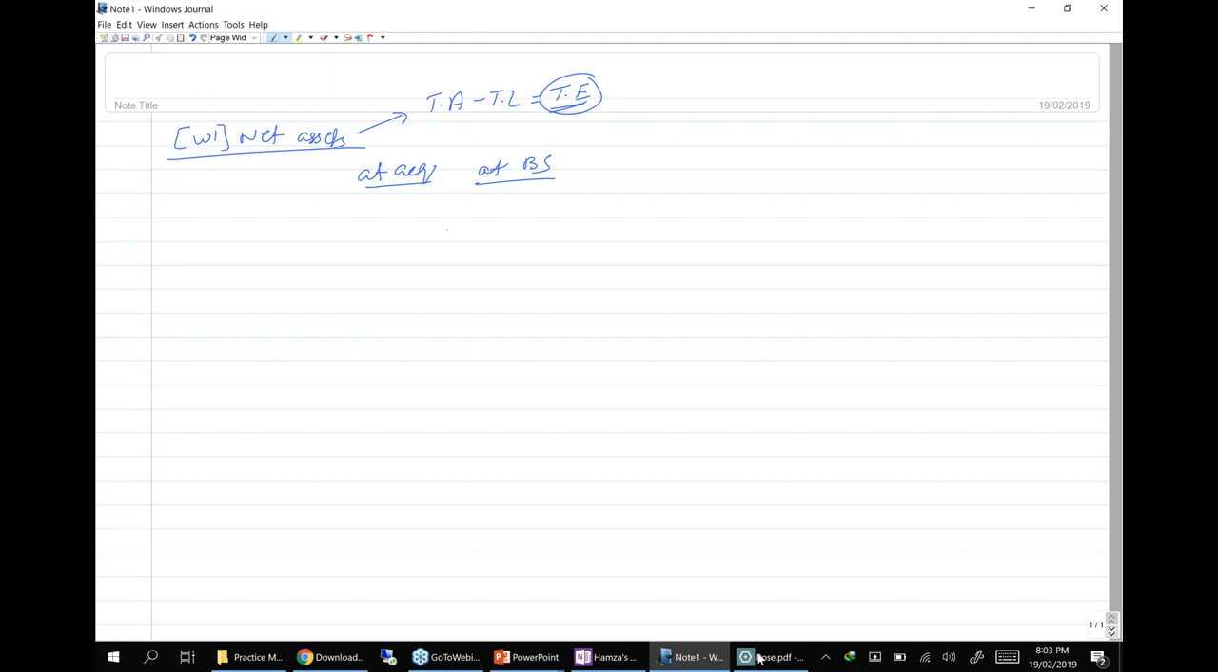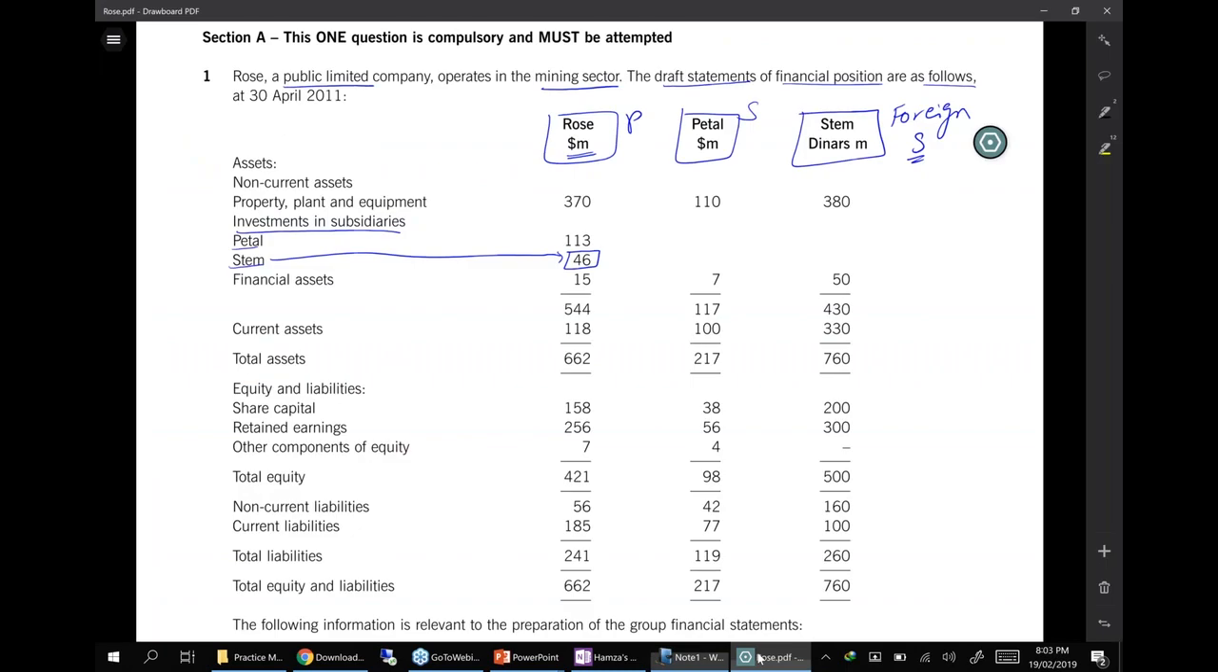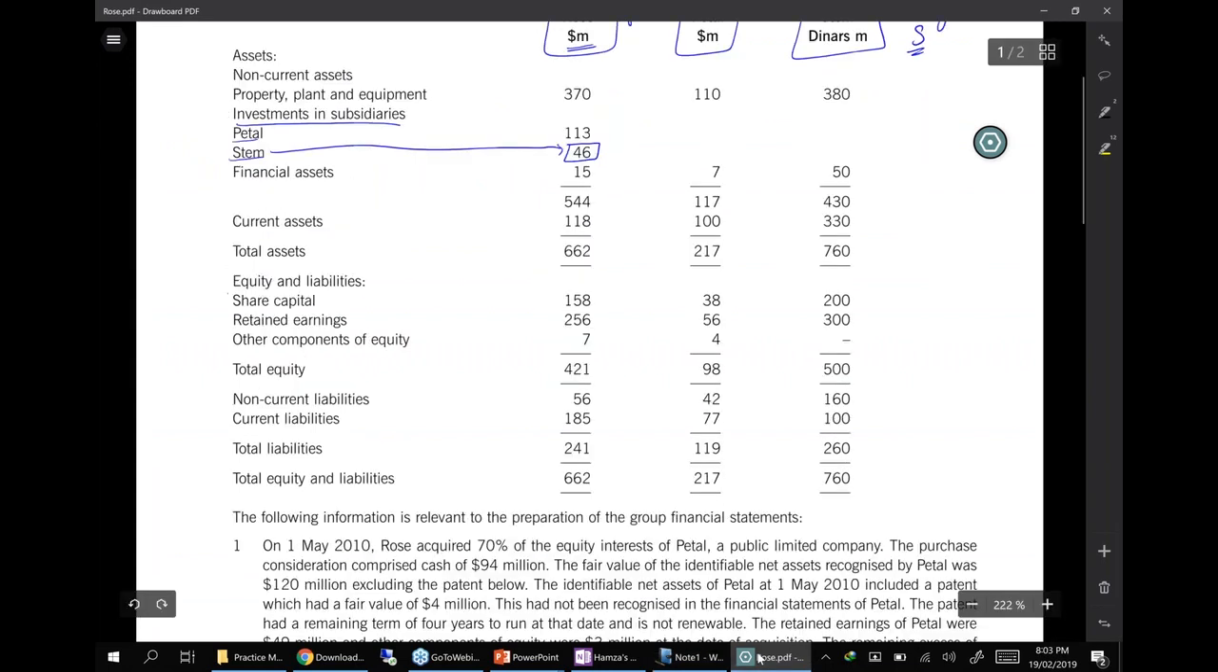If I go back to the question and look at the equity section, the question has given us three values: the share capital, the retained earnings, and the other components of equity. The values of STEM are 200, 300, and 0.